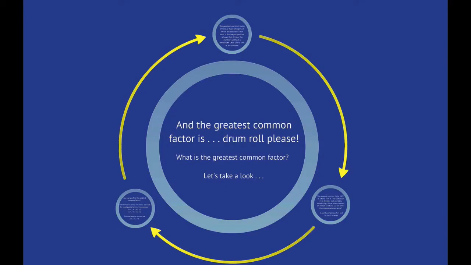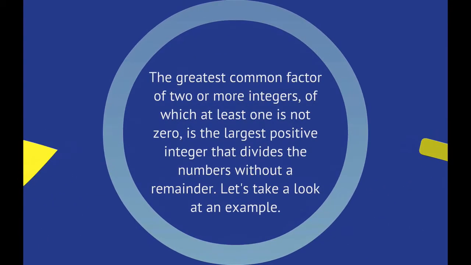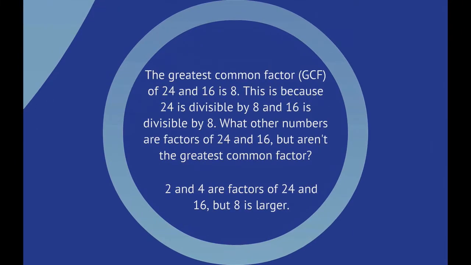And the greatest common factor is, what is the greatest common factor? Let's take a look. The greatest common factor of two or more integers, of which at least one is not 0, is the largest positive integer that divides the numbers without a remainder. Let's take a look at an example. It's easier to see. The greatest common factor, also abbreviated GCF, of 24 and 16 is 8.